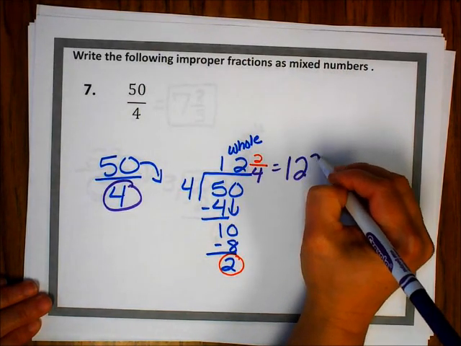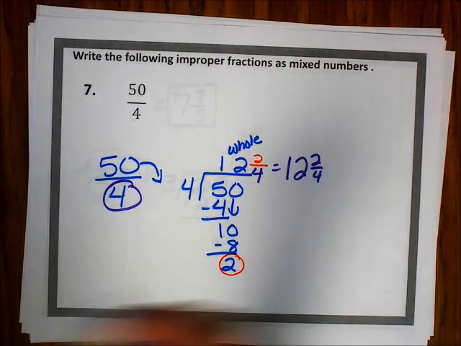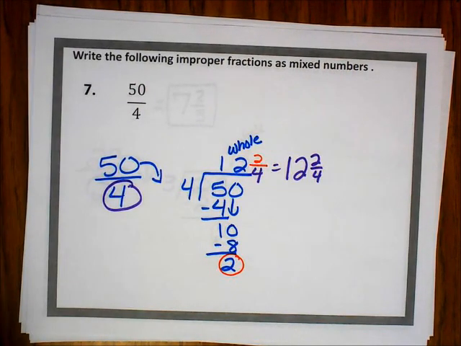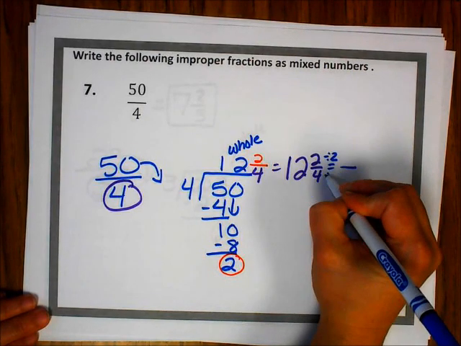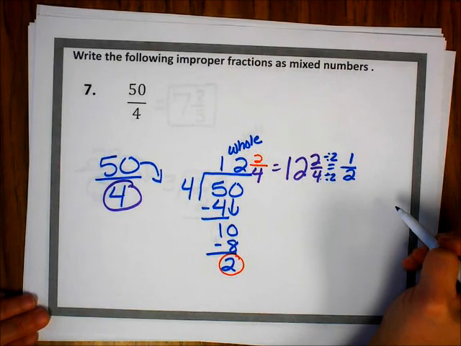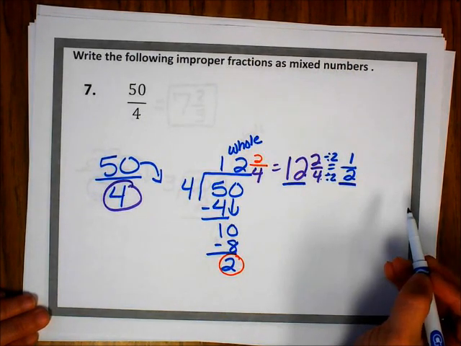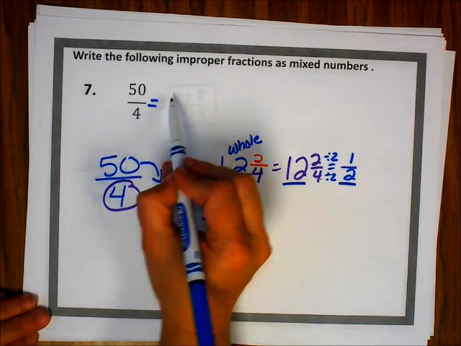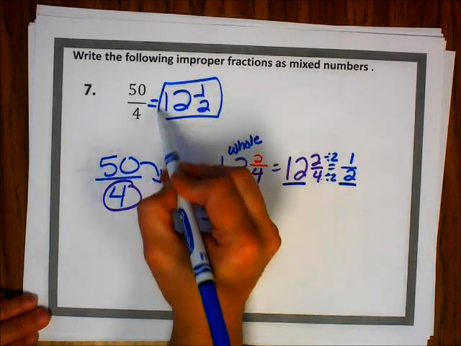So now I have 12 and 2 fourths. But notice it is not in simplest form, so I'm going to have to simplify. I can simplify by 2's. So 2 fourths simplifies to 1/2. Don't forget to put your whole number and your simplified fraction together. So 50 fourths is equivalent to 12 and 1/2.